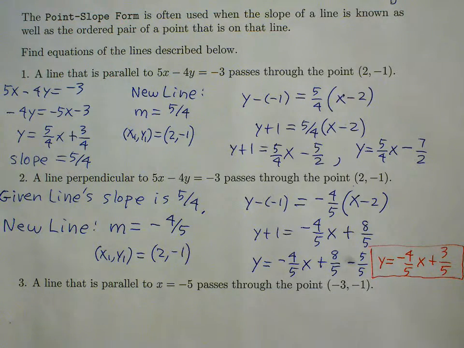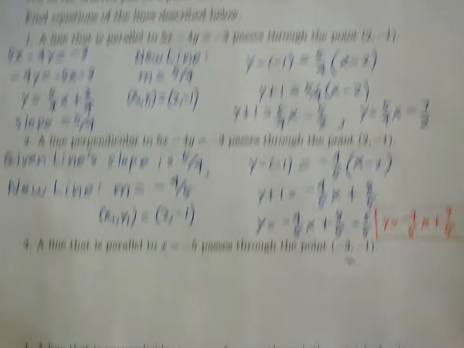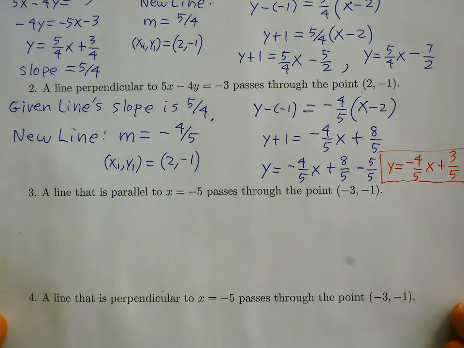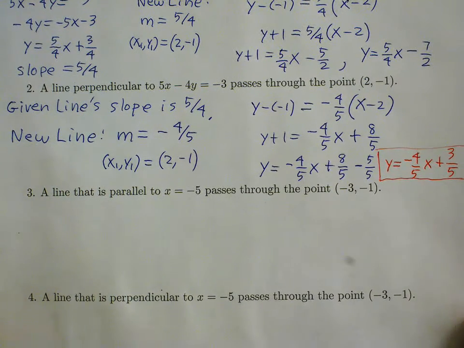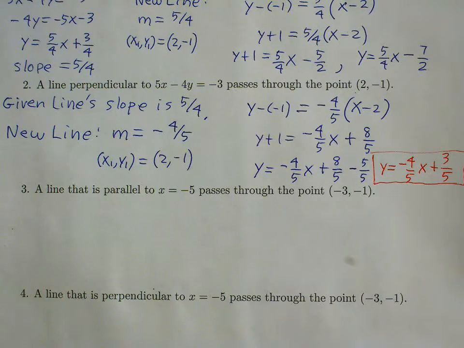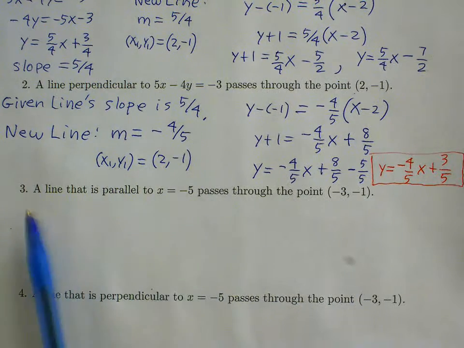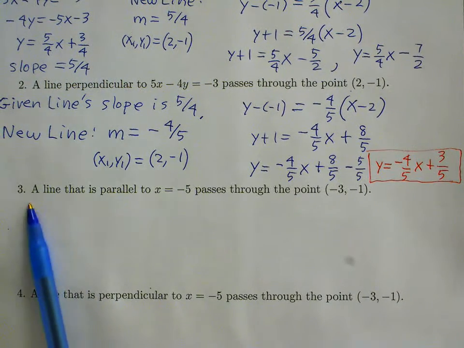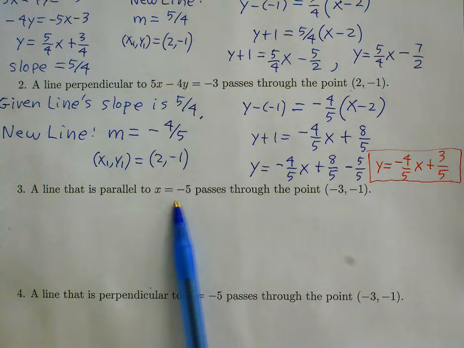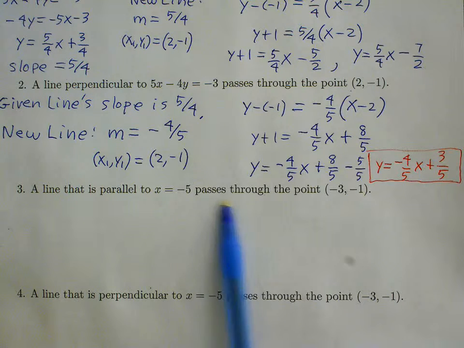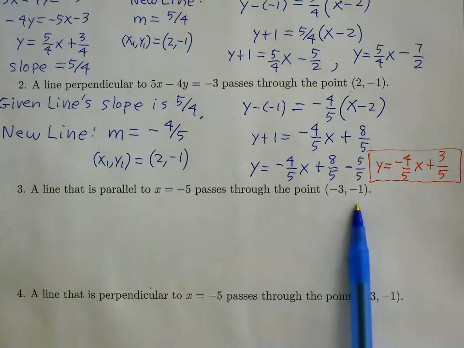Okay, that's all there is to that. Next problem, number 3. Okay, I'll start over. Find the equation of a line that is parallel to x equals -5 and which passes through the point -3, -1.